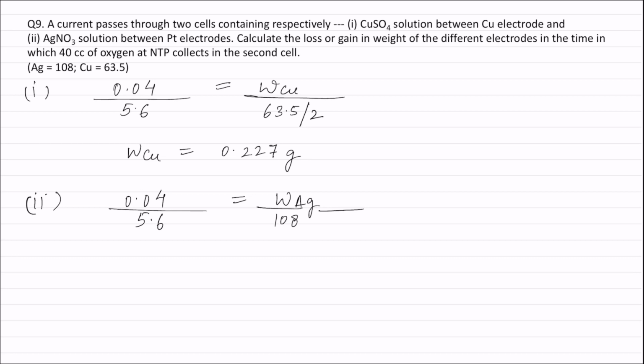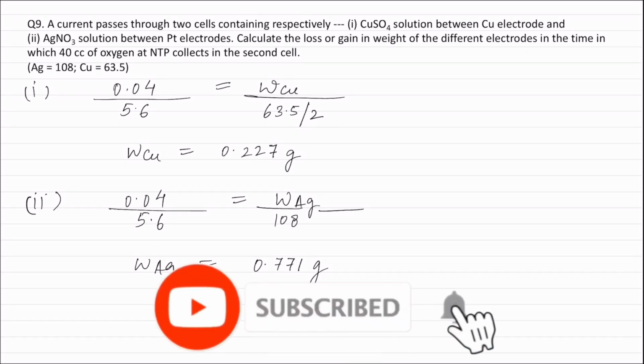Solving this equation, weight of silver is equal to 0.771 gram. Therefore, 0.771 gram of silver is deposited at the cathode, and there is no change in the weight of the anode.